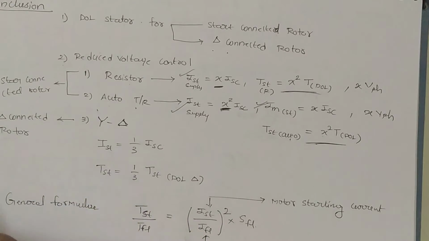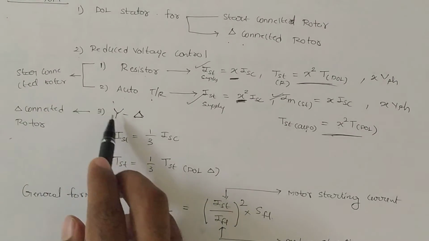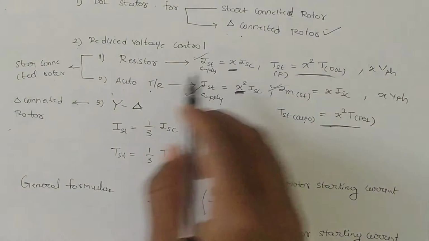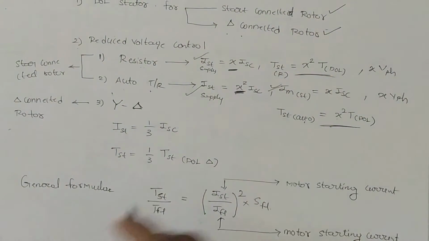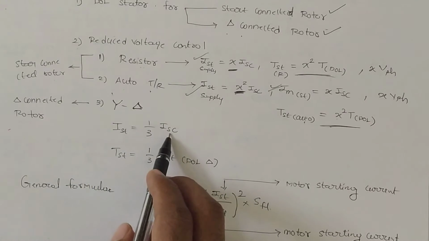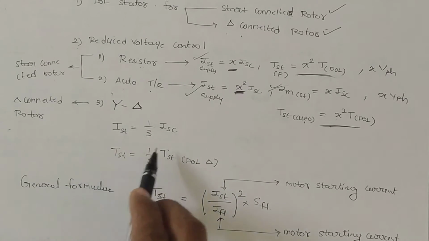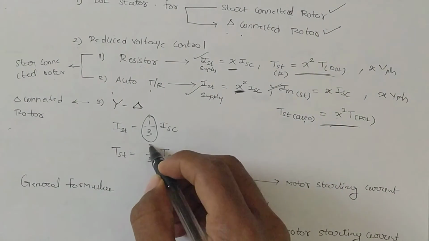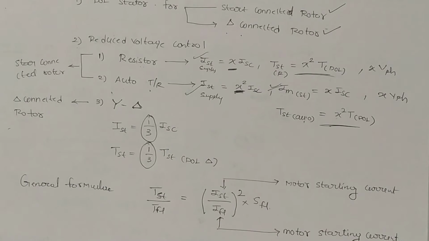And for delta connected rotor, star-delta connection is used. In these two cases, DOL is this one. So I starting is equal to 1 by 3 times of ISC, the starting current is also reduced by 1 by 3 times, and the torque is also reduced by 1 by 3 times.